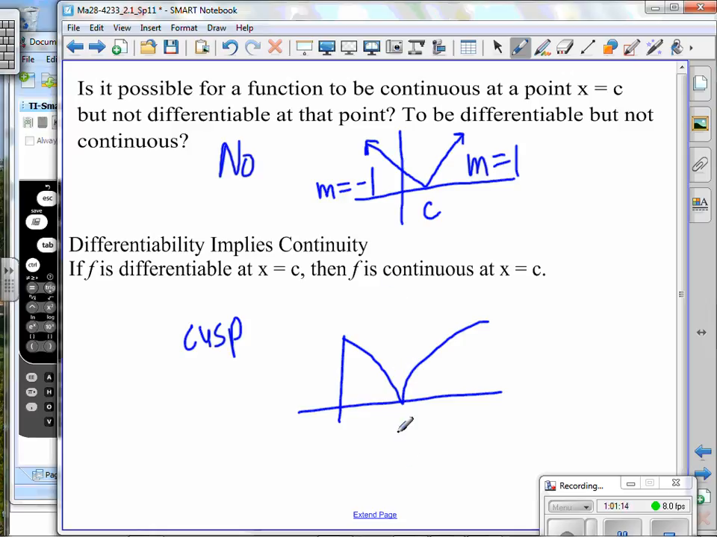What do you know about the slope of a vertical line? Not 0. 0 is horizontal. It's undefined because we're dividing by 0. And so these become very, very negative. And if we come here, these become very, very positive because they're going straight up. And so we end up again with the same thing. It's continuous, but it's not differentiable at this point C.